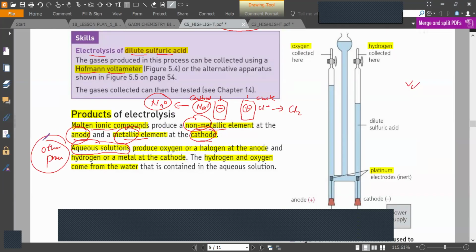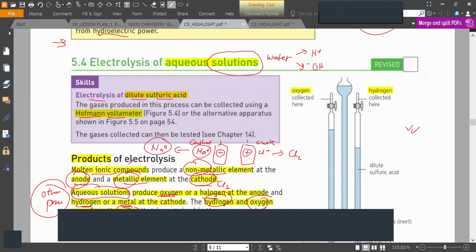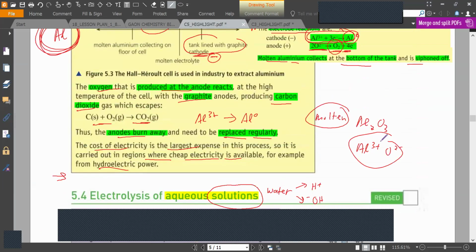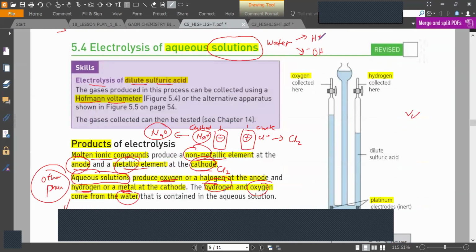We can have other products. For example, we can get oxygen or halogen, and hydrogen and metal. It depends on the situation. The hydrogen and oxygen will be coming from the water. So basically it will become more complicated. You see here, in this one we only have two products, aluminum and oxygen. But when water comes into the situation, we will have other products. So that's the key point here.